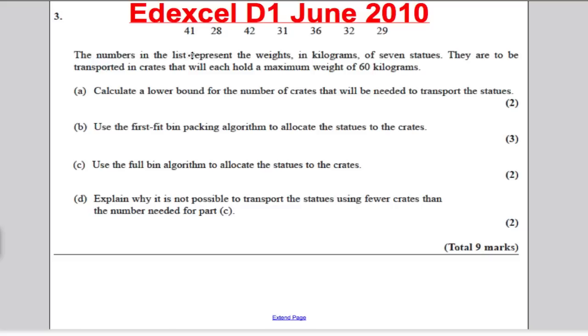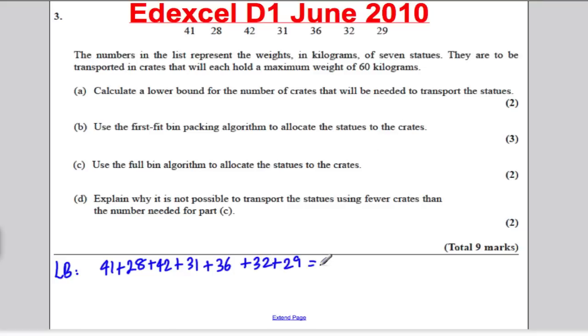Okay, so we've got a list of weights here of 7 statues. They'd be transported in crates that can weigh a maximum of 60 kilograms. What's the lower bound? Well, obviously for the lower bound, as always, you just add up the numbers. So you add up the 41, the 28, the 42, the 31, the 36, the 32, and the 29.